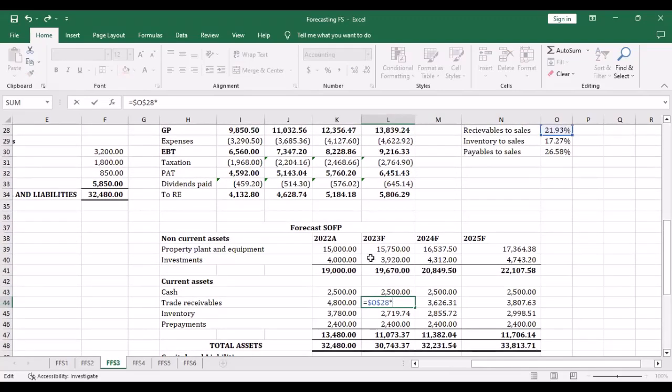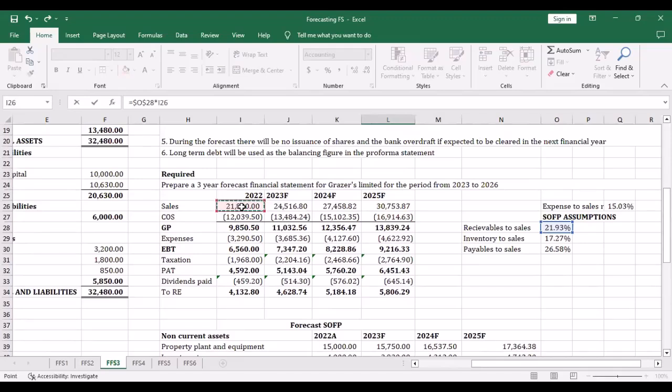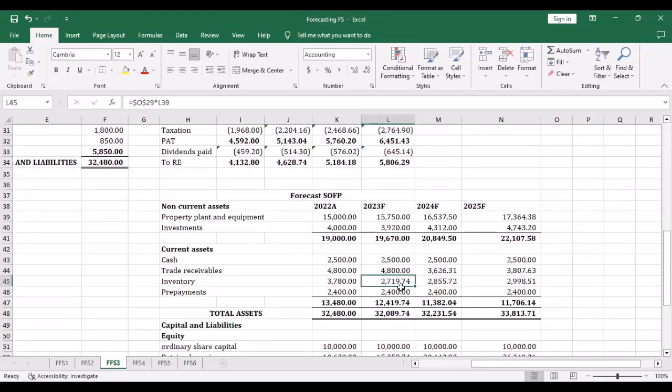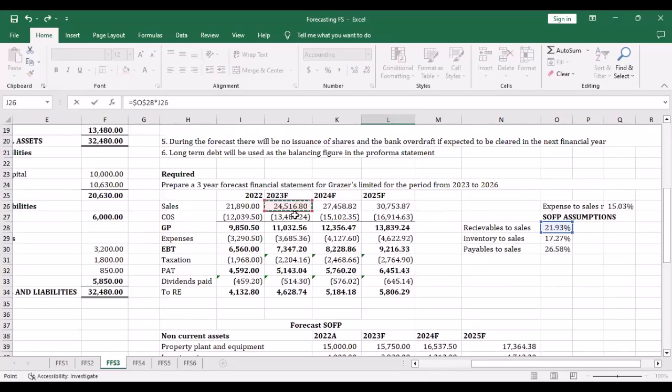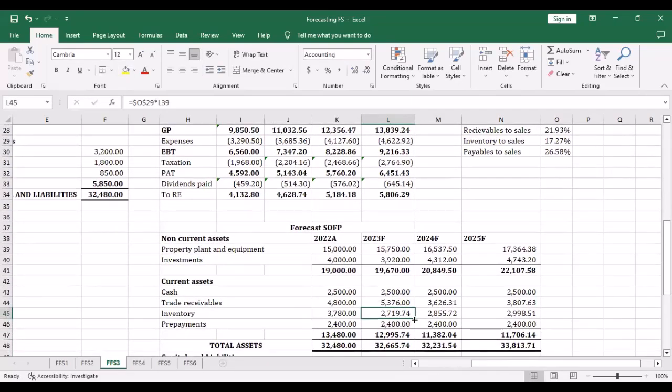So it is times the sales. The sales here, I took the wrong one. These ones were to remain constant. So it is times the sales. Sorry, I took the sales of the previous year. You must take the sales of 2023, not the previous year. I'm sorry.